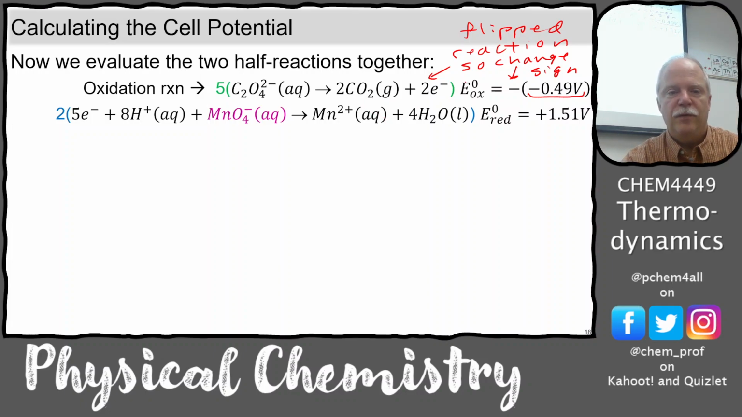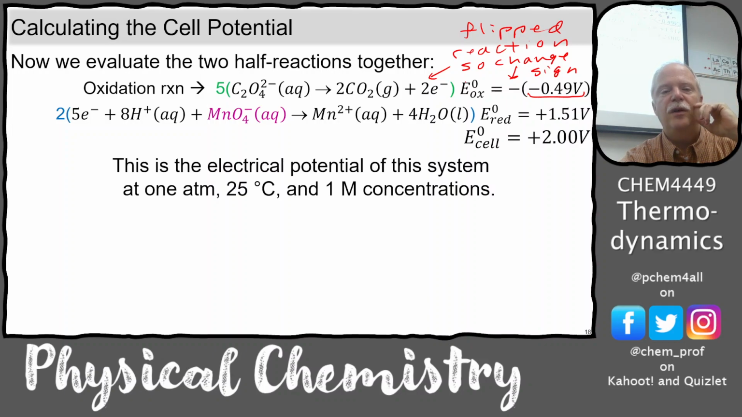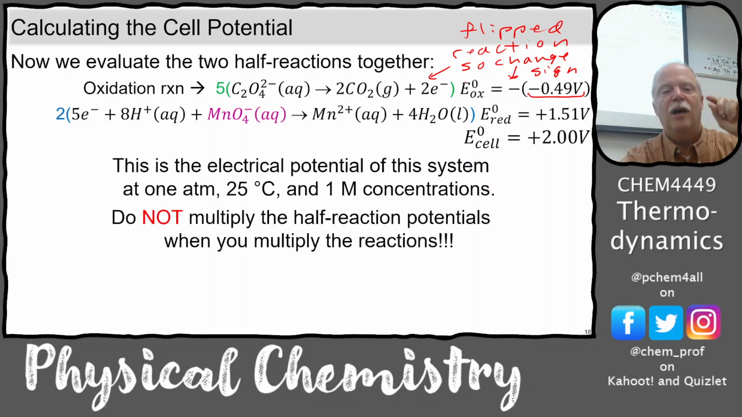But here's the thing that people mess up. They incorrectly multiply those potentials by the 5 and the 2. And so we do not do that. We do not multiply those half reaction potentials when we multiply the reactions. Now that's a little difficult to understand, but think about it. We're adding capacity, not voltage.